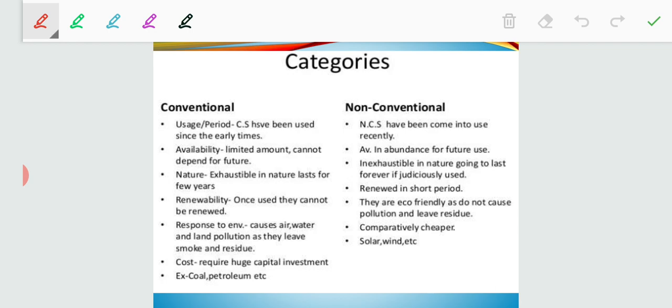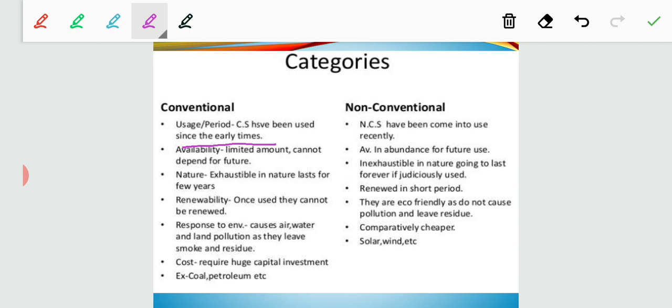Now, the first point of difference is the usage period. That means from which period the conventional energy resources are in use and from when we have started using the non-conventional energy resources. If we see the period of use, the non-conventional energy resources are the recent one. That means it is a recent development. But compared to that, the conventional resources are from early times, they started from ancient times. Okay, that is the first point.